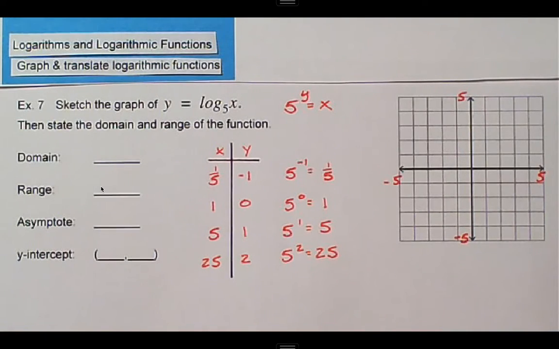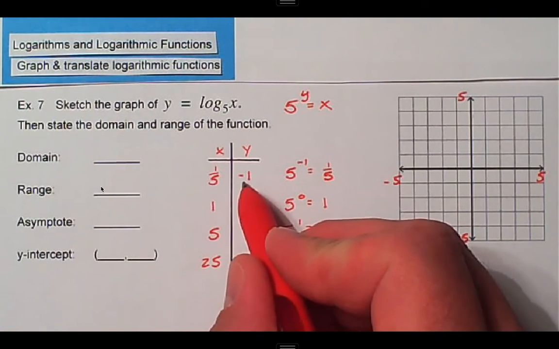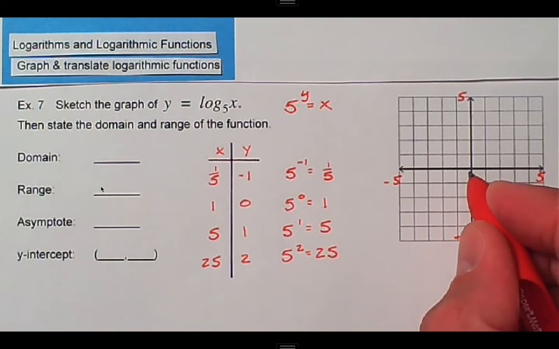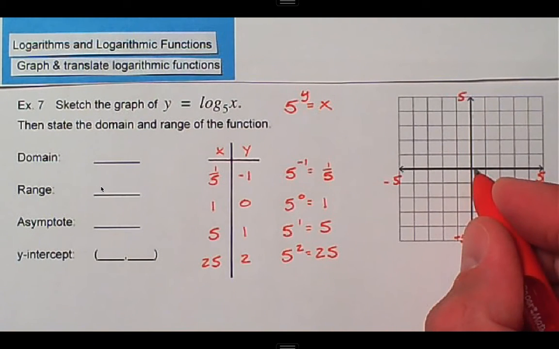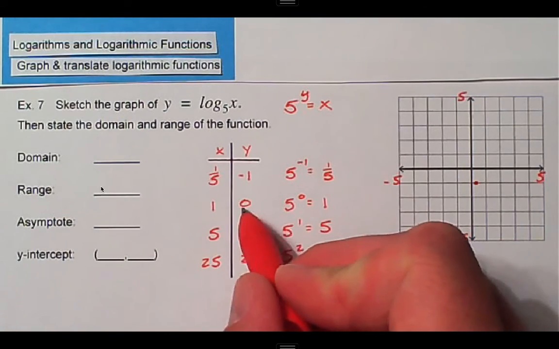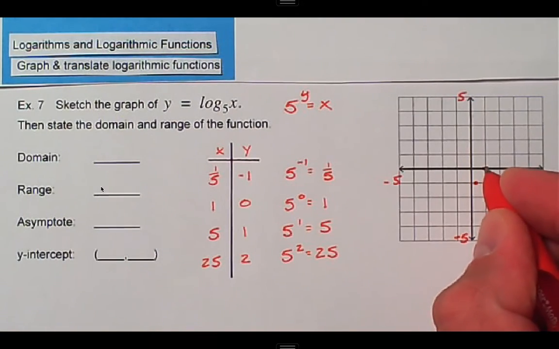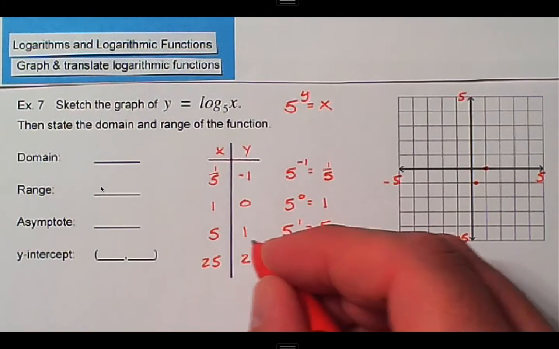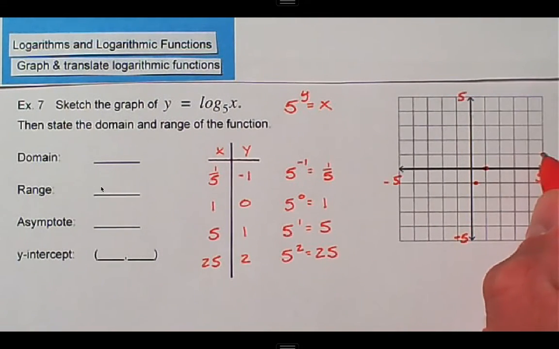So then we can go to plot these points. x value is 1/5, y is -1. So if I go over 1/5, which you can't really see very well in this graph, but 1/5 down to -1. If I go 1, 0, so go over 1 at the point 0. 5, 1, so go over 5 up 1, and then the next one is over 25 up 2. Well, that one's off the graph, so we're not going to be able to graph that one.